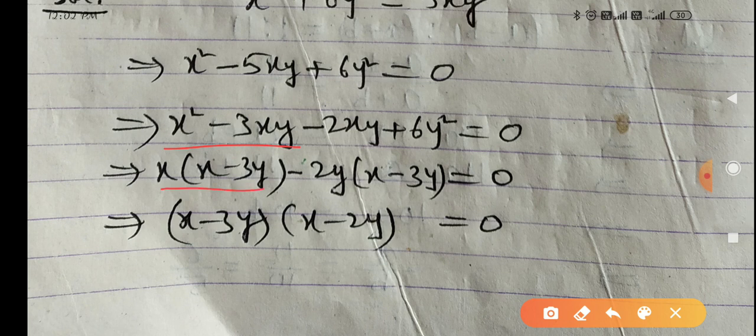So inside the bracket x minus 3y will come. In the last two terms, minus 2y is common. Inside the bracket x minus 3y will come and is equal to 0. So you are getting x minus 3y multiplied by x minus 2y equals 0.